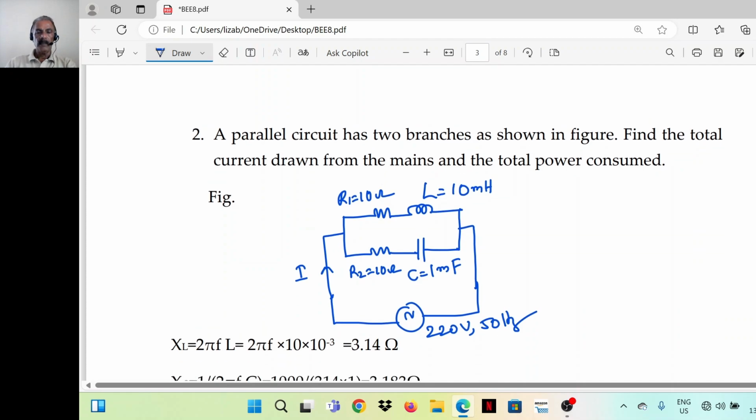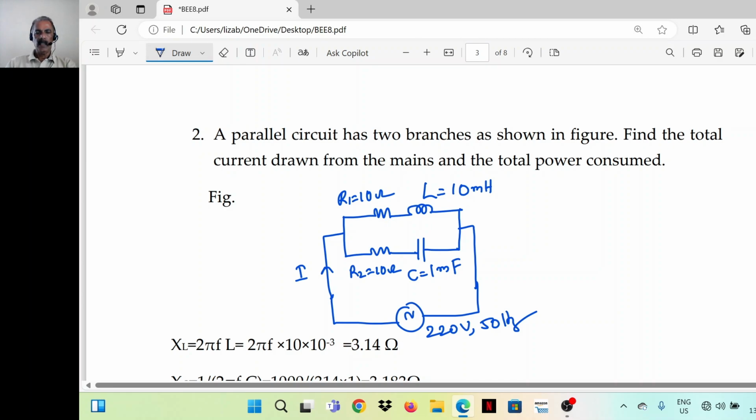Now the next one. A parallel circuit has two branches as shown in the figure. Find the total current drawn from the mains and the total power consumed. The first branch has an inductor of 10 millihenry connected in series with a 10 ohm resistor. In the second branch, a 1 millifarad capacitor is connected in series with a 10 ohm resistance.